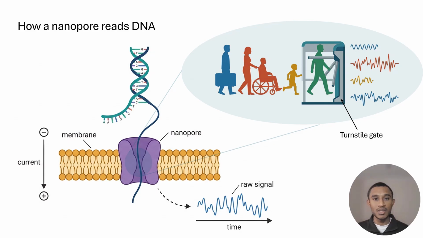Here's a way to picture it. Imagine a turnstile that everyone goes through one at a time. A runner, someone with a big suitcase, someone in a wheelchair. Each one passes through differently and takes a different amount of time. If the gate was sensitive enough, you could tell who went through just from how they pushed through it. A nanopore does exactly that with DNA. Each letter disturbs the current in its own way. Real DNA is messier than a queue of people, but the idea is the same.